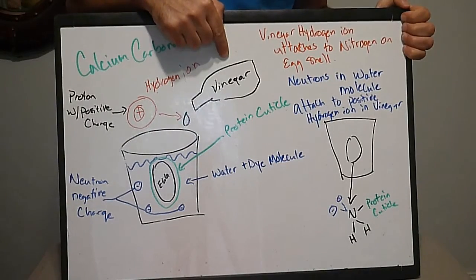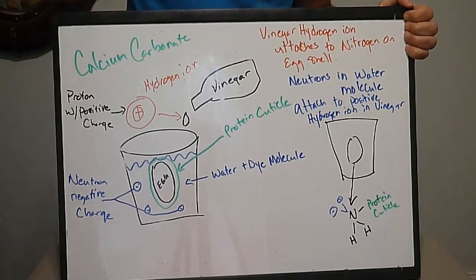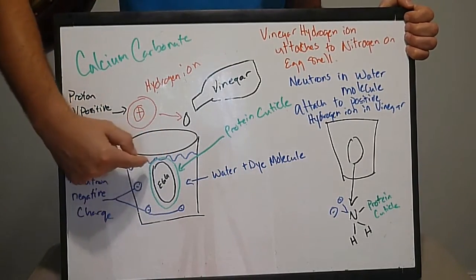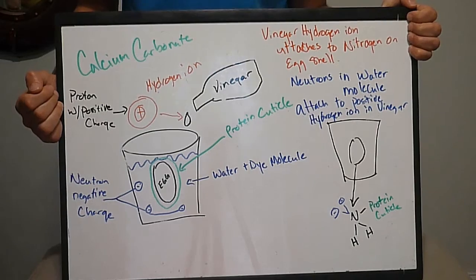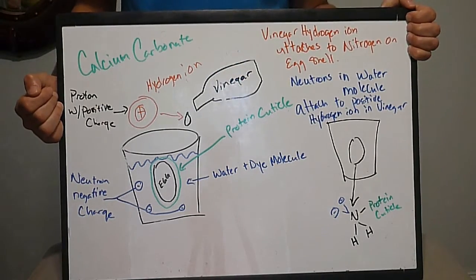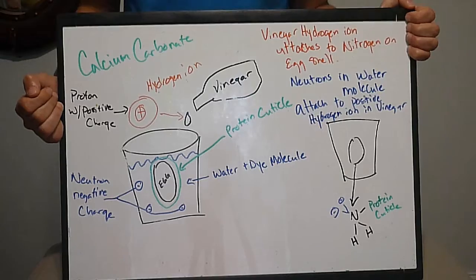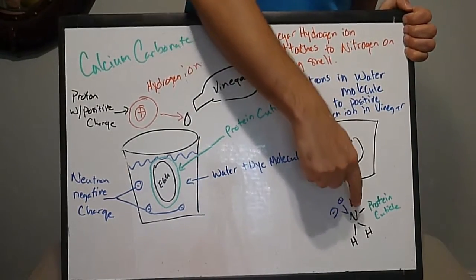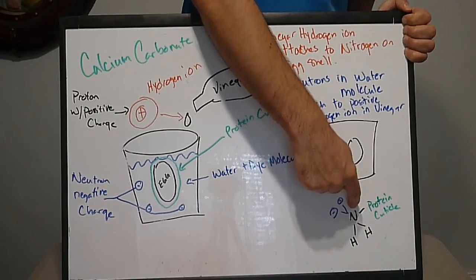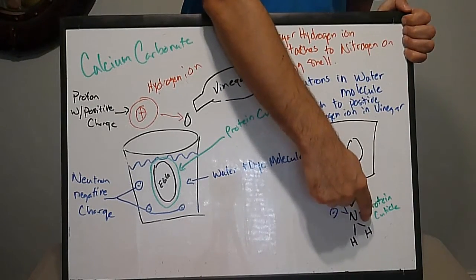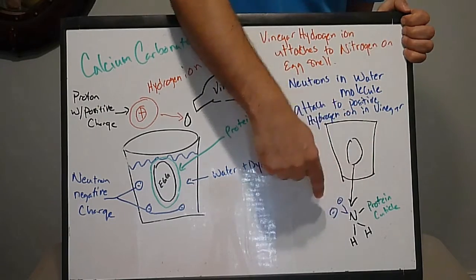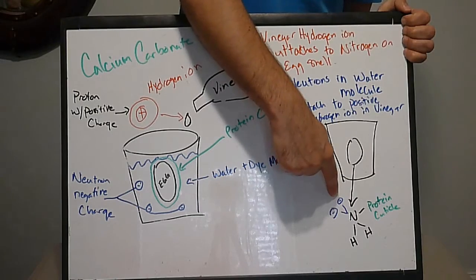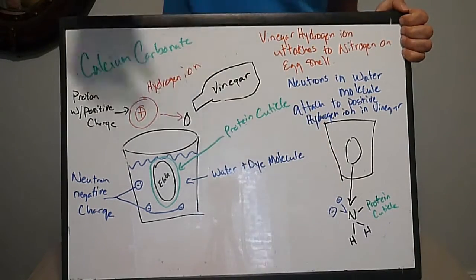vinegar. The eggshell is calcium carbonate, but it has a protein cuticle around that calcium carbonate. You can't really see it or feel it, but it's there. So the makeup of the eggshell is nitrogen with 2 hydrogen and the protein cuticle. The nitrogen has 2 negative ions, neutrons.